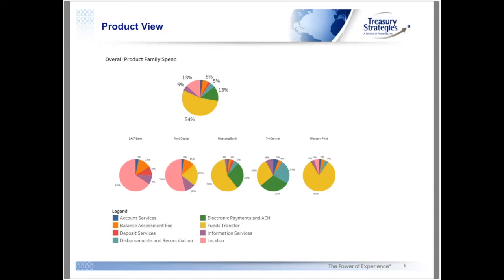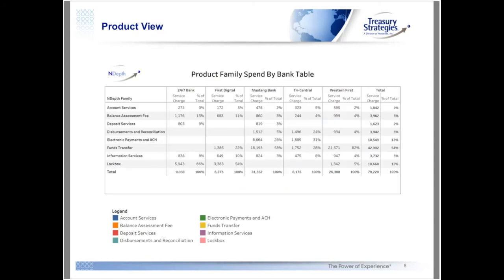There may be opportunities as you look at these reports to consolidate some services at some banks or allocate them differently so that A, you might get better pricing, or B, you might get better servicing, or C, it might just be easier for your treasury team to manage if the services were allocated differently.